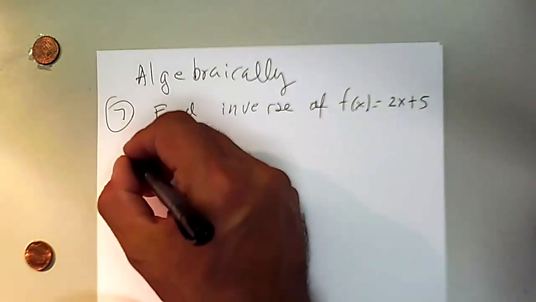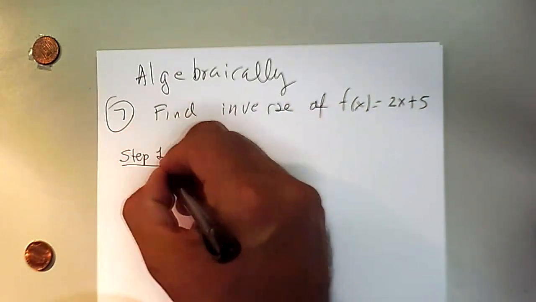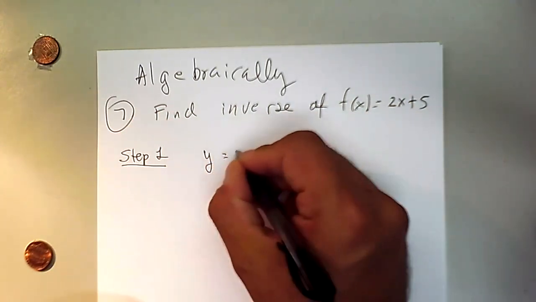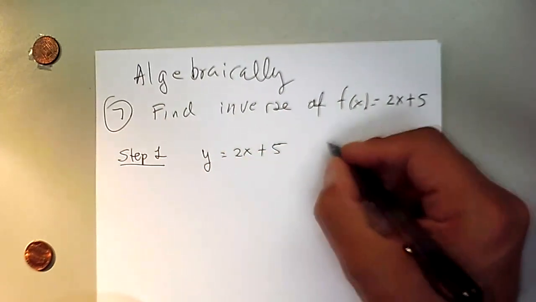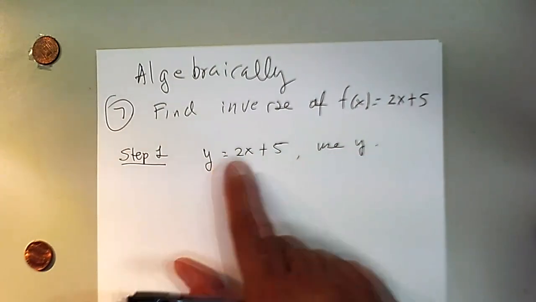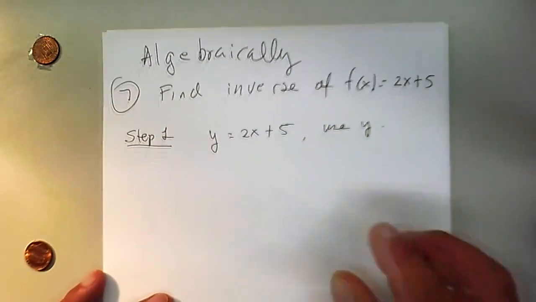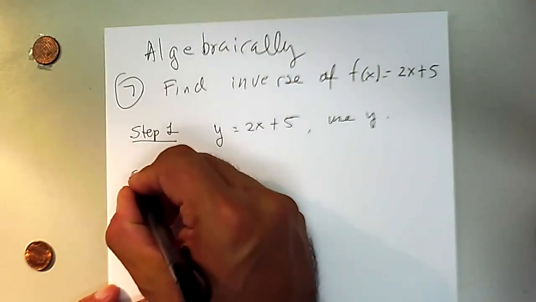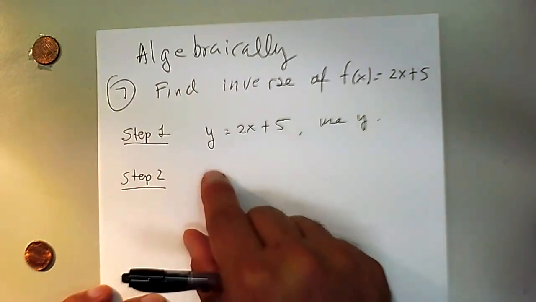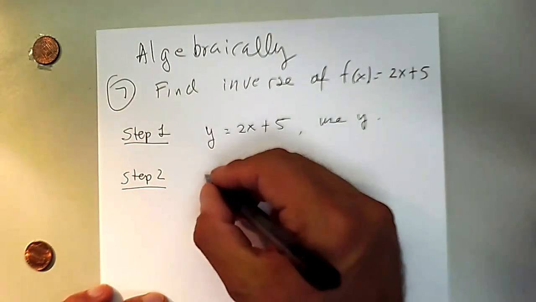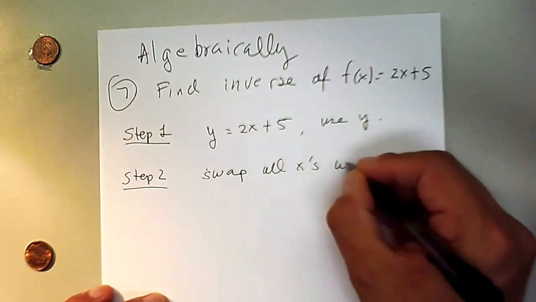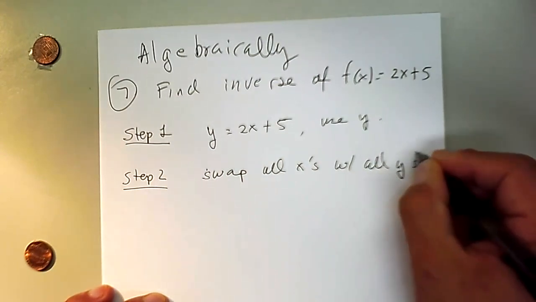So step one is to rename the function as y. Y equals 2x plus 5. So I'm going to use y instead of f of x. If we already have y, then don't worry about step one, then it's done. Step two is about swapping all the x's with all the y's. Swap all x's with all y's.